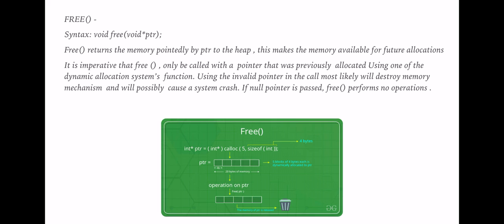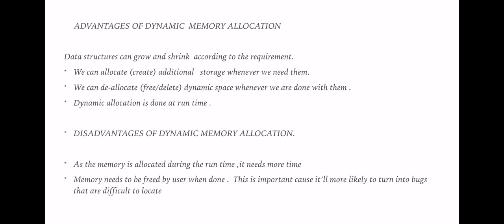So here are some pros and cons of dynamic memory allocation. The advantages are we can allocate additional storage whenever we need it. We can deallocate dynamic space using free or delete functions whenever we are done with it. So data structures can grow and shrink according to their requirements. That's the advantage. And the disadvantage is, as the memory is allocated during runtime, it needs more time for the program to complete. The memory needs to be freed whenever the program is executed.